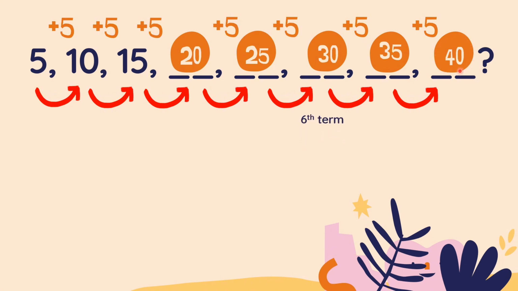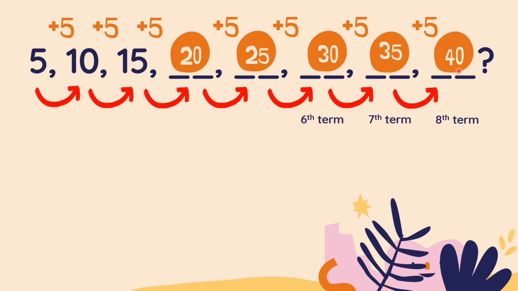So now we know what's the sixth term, what's the seventh term, and what's the eighth term. In short, in the sixth week, Erica saved 30 pesos. In the seventh week, Erica saved 35 pesos. In the eighth week, Erica saved 40 pesos.